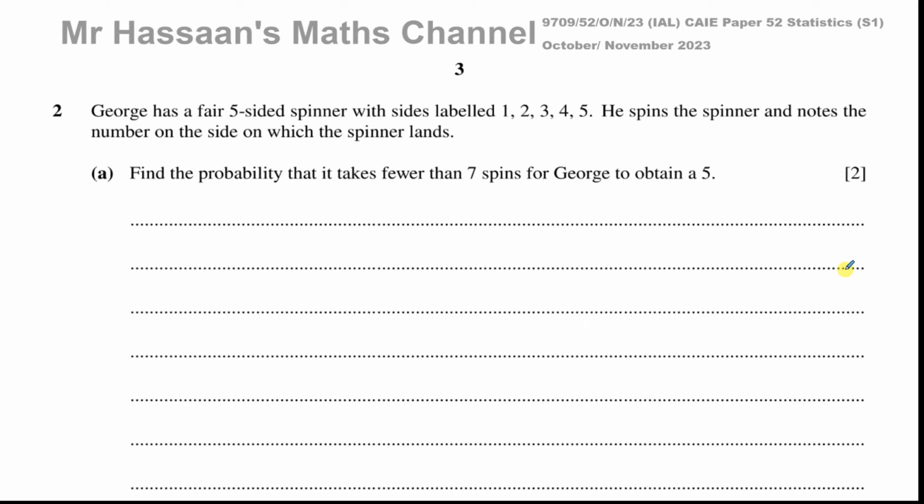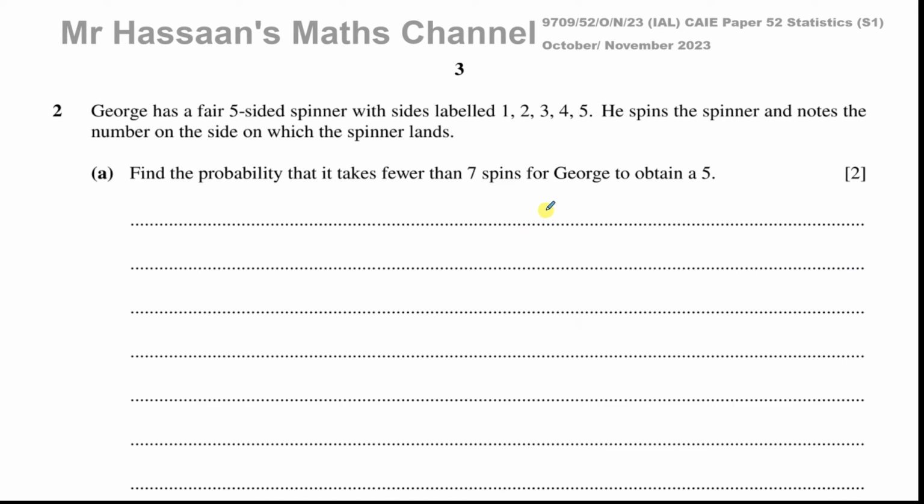And this question here, we're told about George, who has a fair 5-sided spinner with sides labeled 1, 2, 3, 4, and 5. He spins the spinner and notes the number on the side on which the spinner lands. Find the probability that it takes fewer than 7 spins for George to obtain a 5.